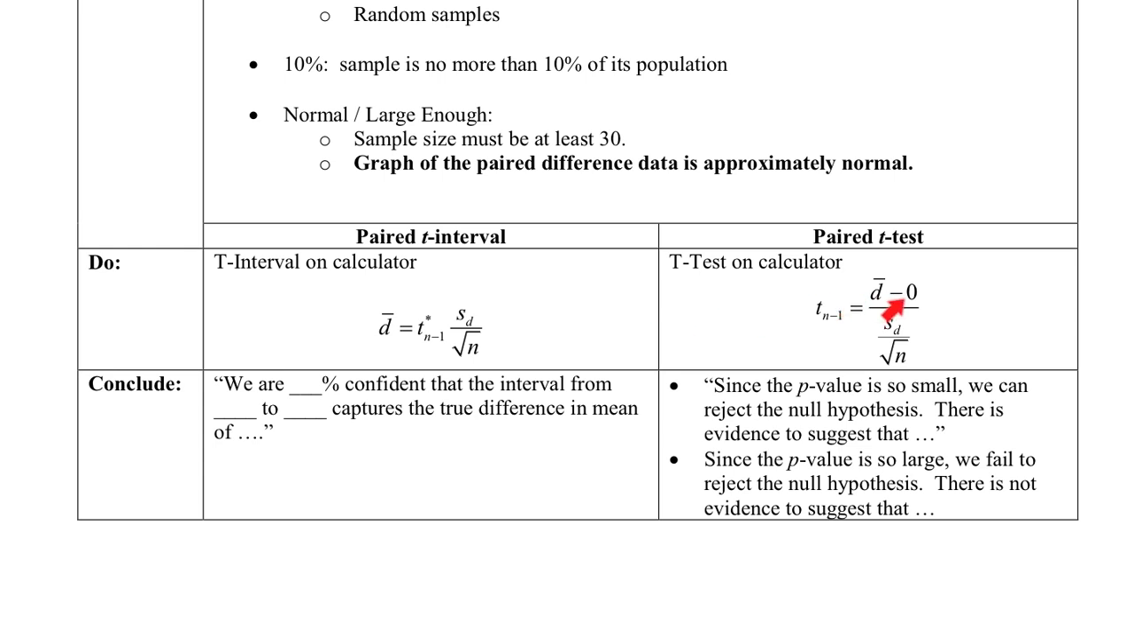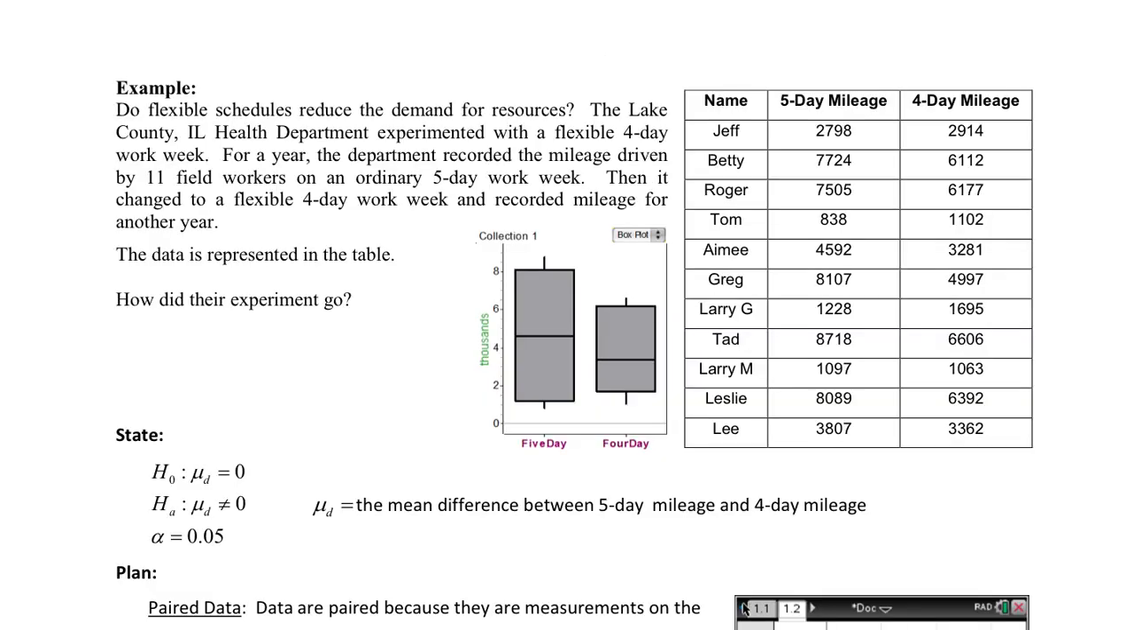It's always going to be minus 0 because our null hypothesis is 0. We are blank percent confident that the interval from blank to blank captures the true mean difference. And then, of course, p-value small, we reject; p-value large, we fail to reject.